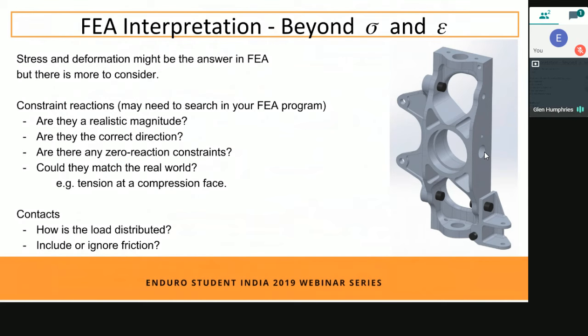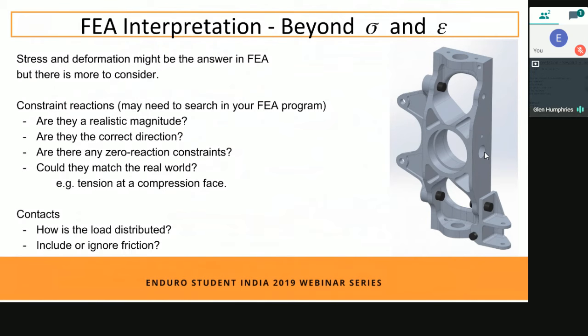And do your constraints match the real world? Do they generally make sense? For example, if we've got a constraint at a bolt face, where the bolt should be pulling down on the object, we run our FEA, and it comes up with an output saying that the bolt is actually pulling up on the object instead of pushing it down. That's not real. That's not actually happening in real life. So you need to consider those things.